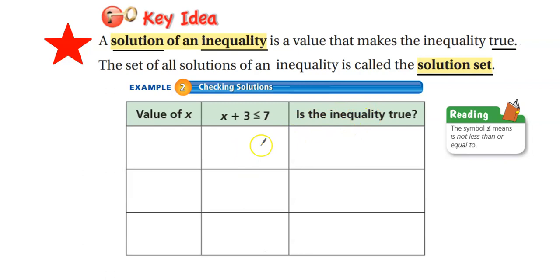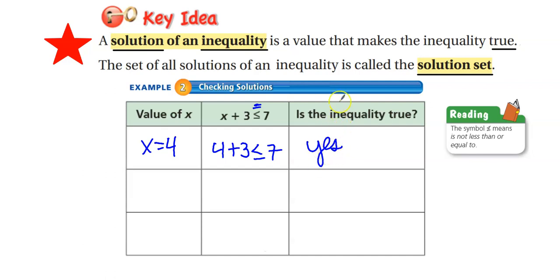So I'm pretty sure you can figure out that if this was an equal sign, right? X plus 3 equals 7. You would be thinking that it's possible that x equals 4, right? So right now I've got 4 plus 3 is greater than or equal to 7. Is that true? And you would say yes.